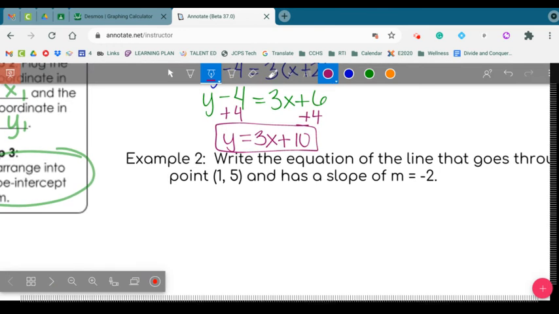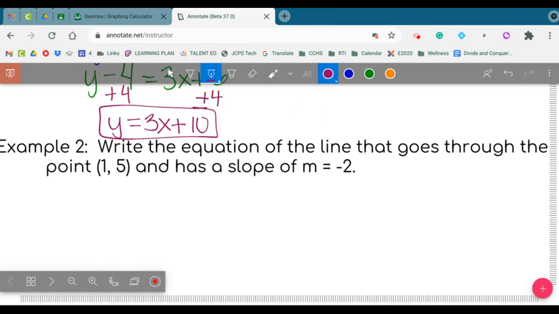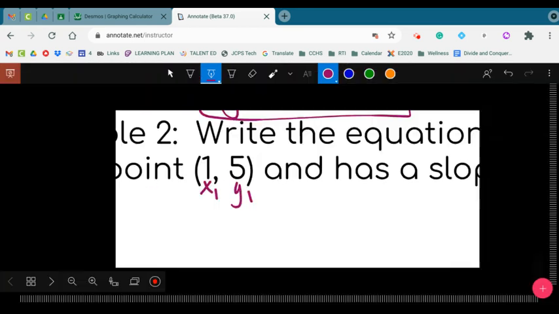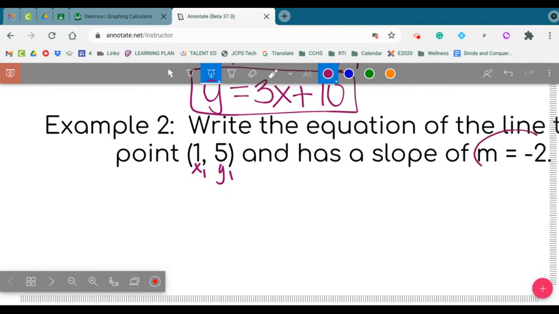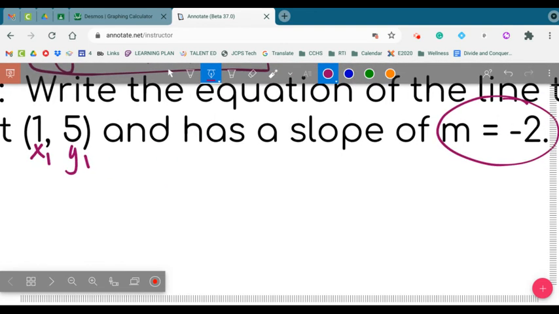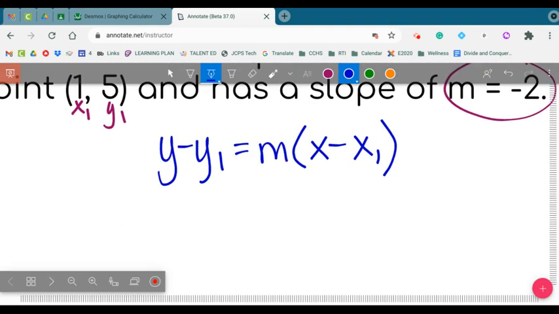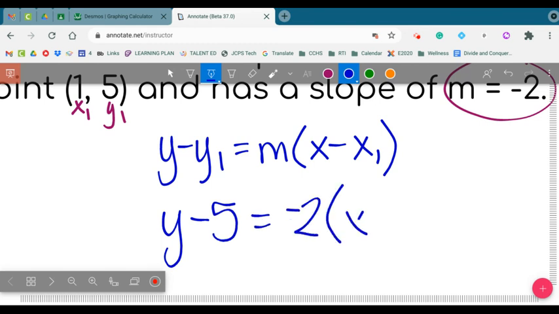Okay, next example, we're going to do the same thing. It says write the equation of the line that goes through the point (1, 5) and has a slope of -2. So this is my x1, y1, and then my slope is my m value. So my equation, y minus y1 equals m times x minus x1, and you do not have to write the equation each time. I'm just writing it to show you guys. So we're going to do y minus our y value, which is 5, equals our m, which is -2, times x minus our x1, which is 1.